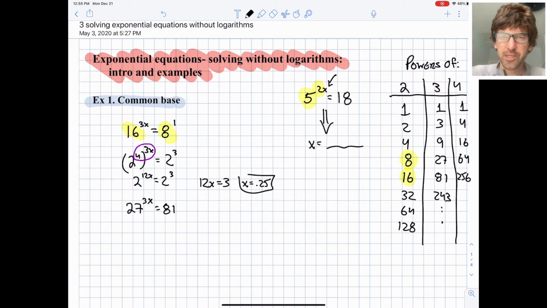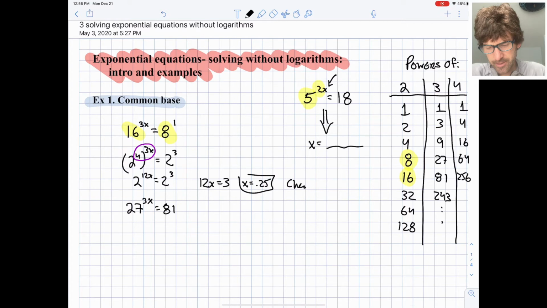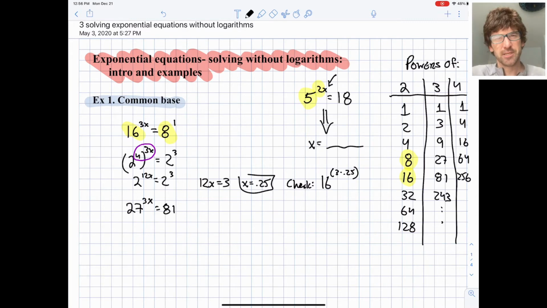Okay, and you could actually go to your calculator and check this. You could do a quick check and just plug in x, and let's just plug it into the left side. What is 16 to the 3 times 0.25? So in other words, 16 to the 0.75, and that is equal to 8. If you were to check it on your calculator, it does check out.